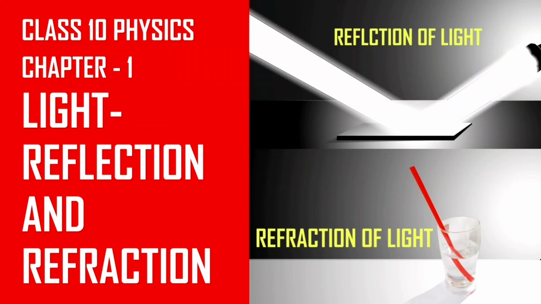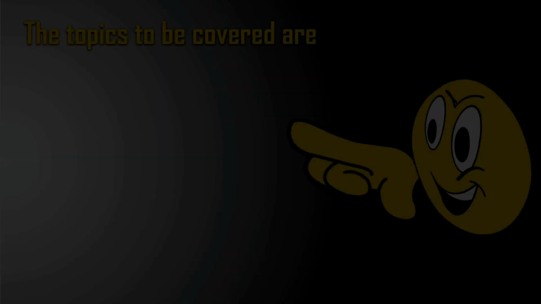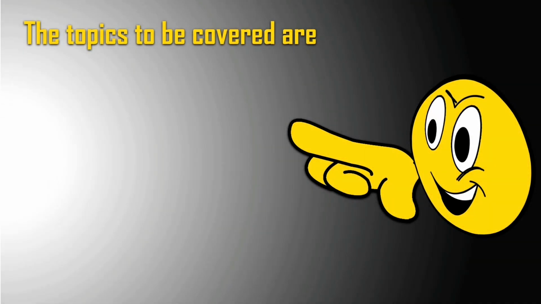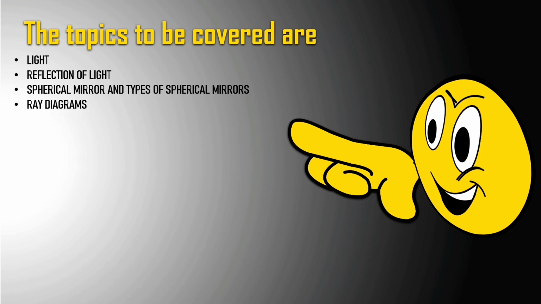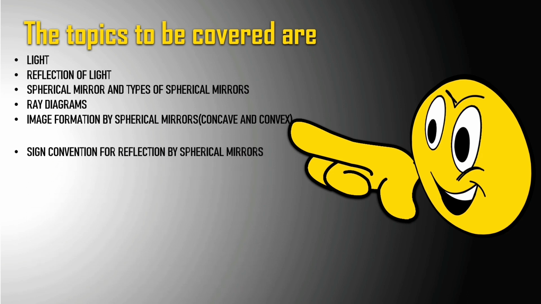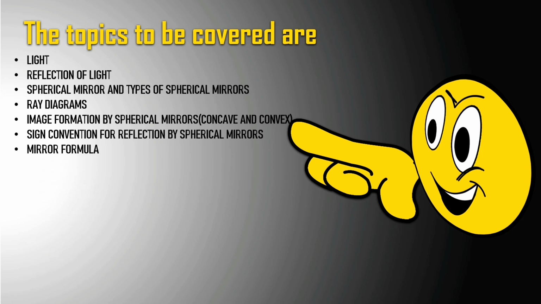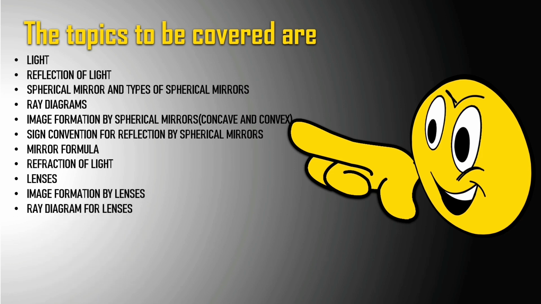Let's begin our first chapter of Class 10 Physics. Light, reflection and refraction. The topics to be covered are light, reflection of light, spherical mirrors and types of spherical mirrors, ray diagrams, image formation by spherical mirrors, concave and convex, sign convention for reflection of spherical mirrors, mirror formula, refraction of light, lenses, image formation by lenses, ray diagram for lenses, sign convention for lenses, lens formula, power of a lens.